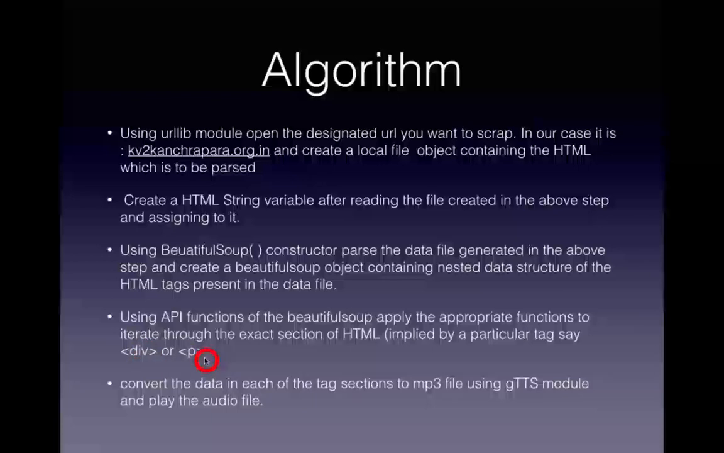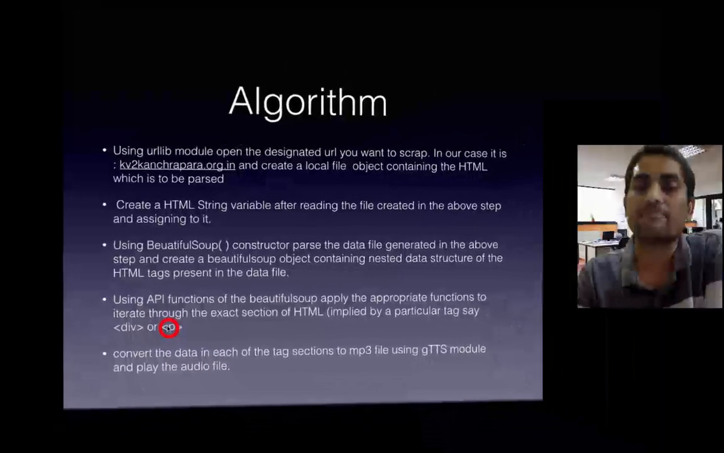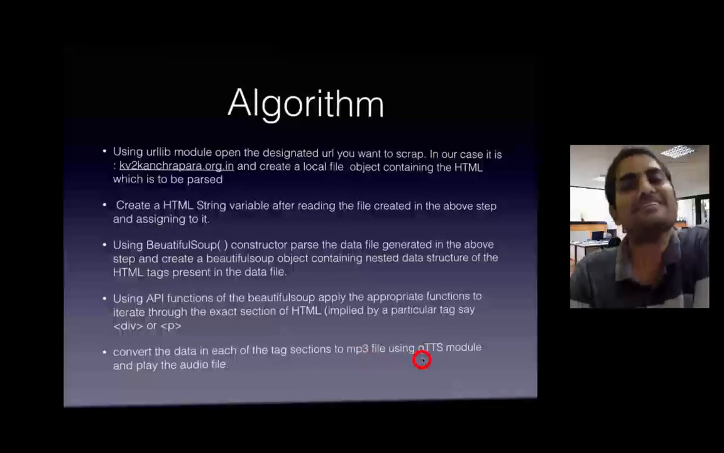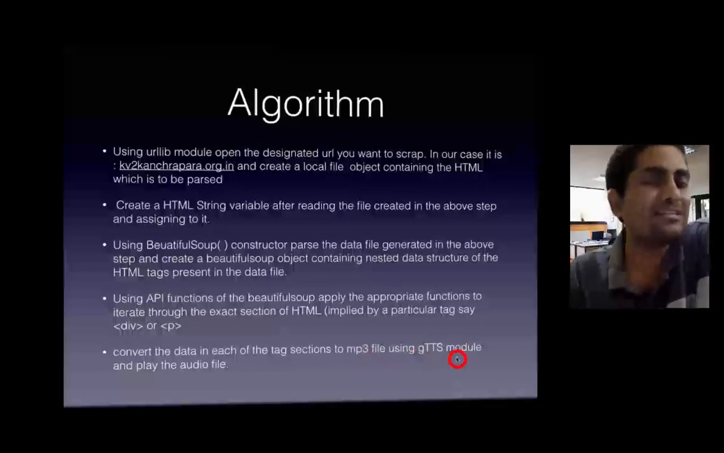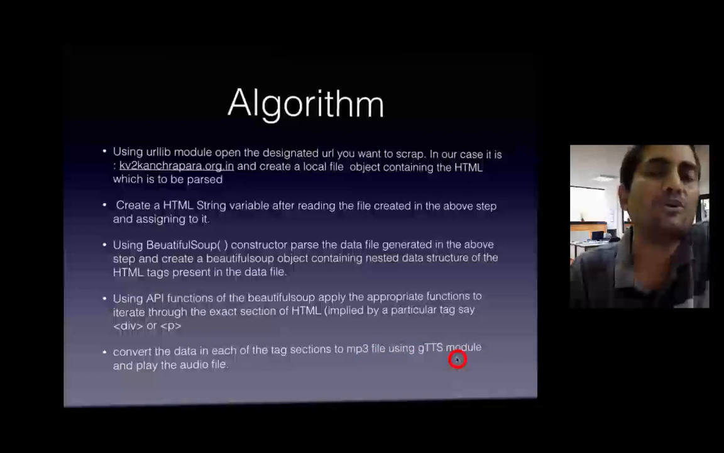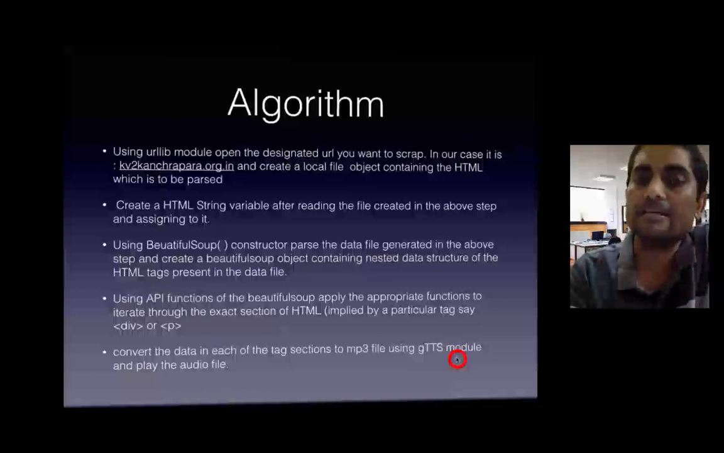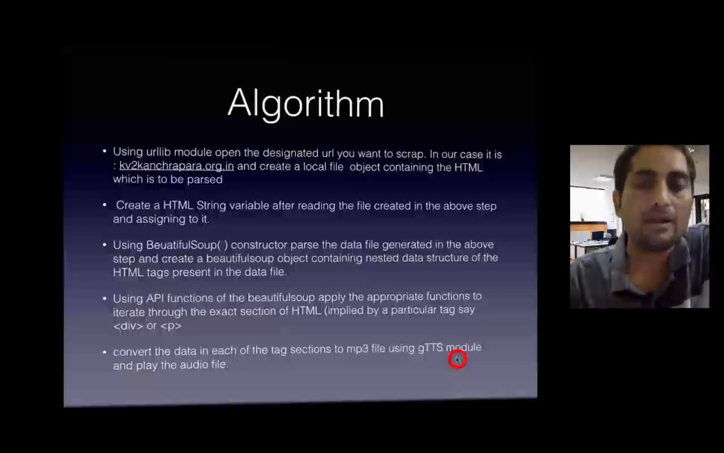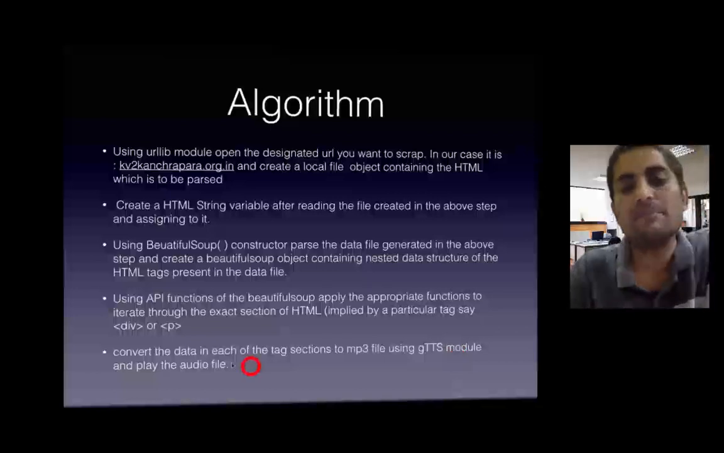And then the last step is to convert the data inside the paragraph tag, that means the text inside the paragraph tag, to MP3 files using the gTTS module. So here comes the role of the gTTS module. It will convert the text which is there in the division tag or paragraph tag into a sound file or MP3 file, and then simply play the audio.